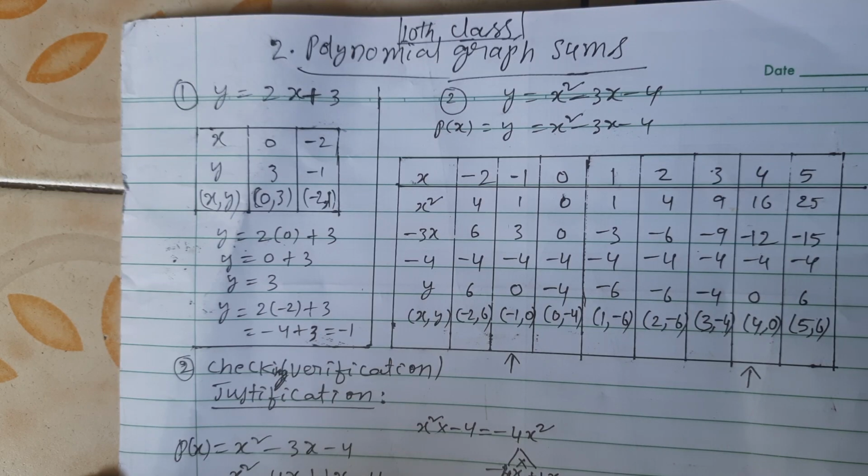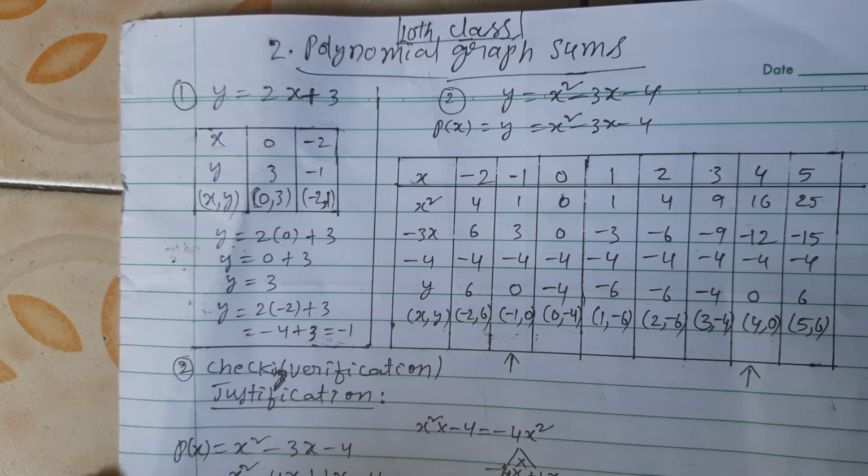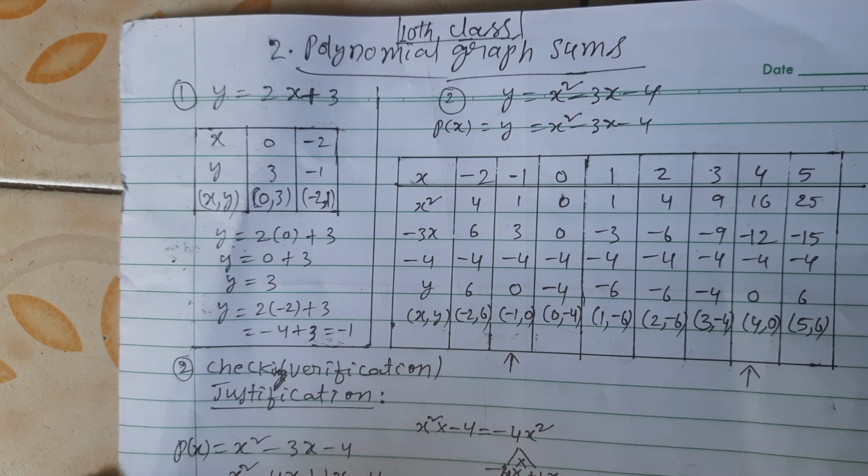My dear children, today in class 10th, second chapter polynomials, graph sums, we are going to discuss. Graphs are of three varieties. The first one is linear polynomial. It will get only a line graph. The second graph is parabola, that is quadratic polynomial. It will get only a parabola, two zeros will come.